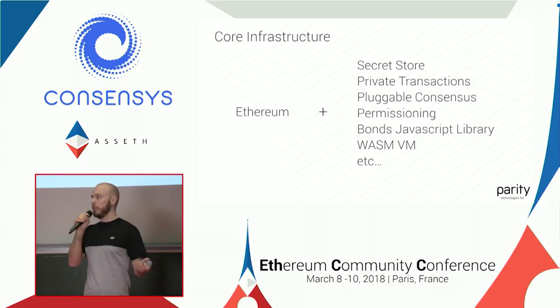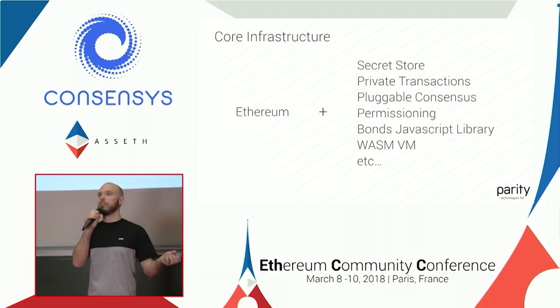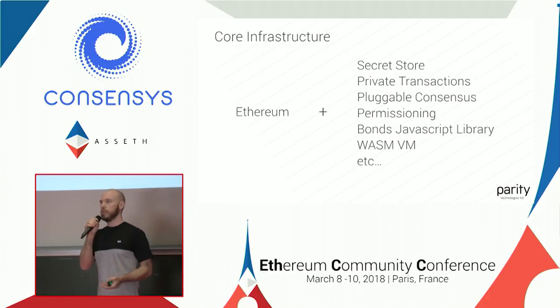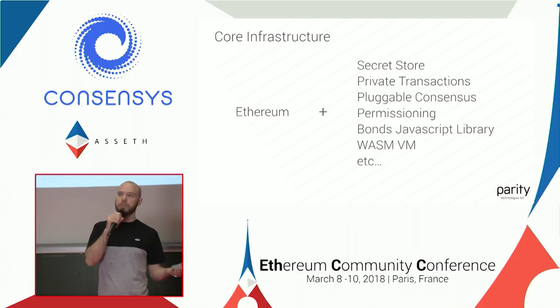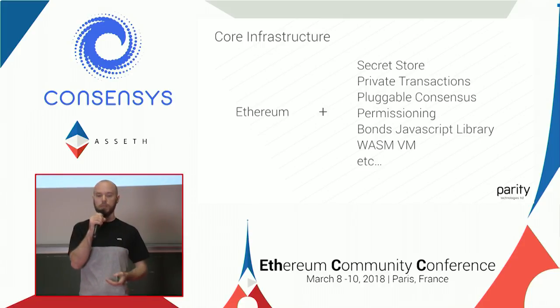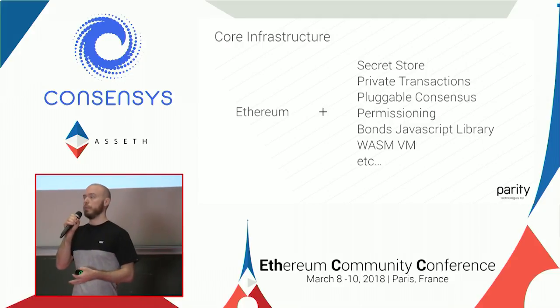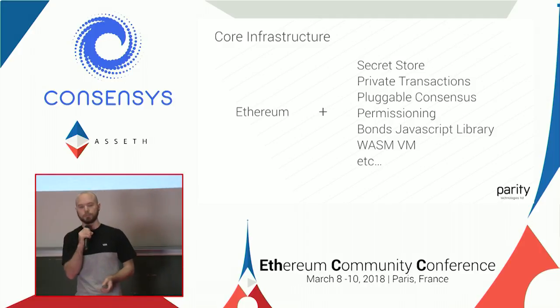So we have a thing called Secret Store, a distributed key generation mechanism that allows contracts to store and distribute secrets. We have private transactions that allow a set of nodes to privately transact and commit an encrypted state to chain. Our Parity client features a pluggable consensus module so that you can replace proof of work with proof of authority or proof of stake or anything else that you might want for your chain.